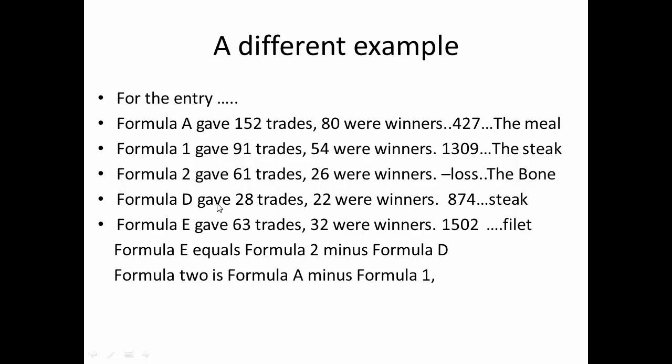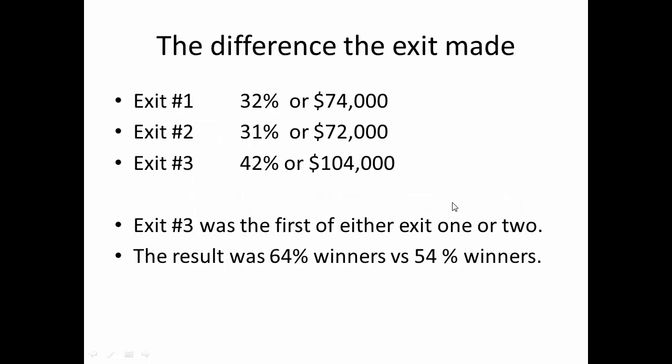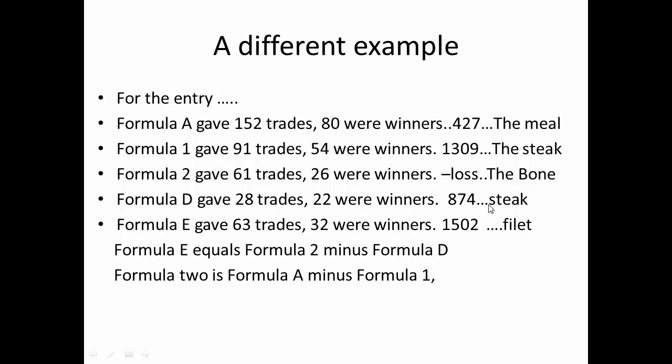So that's kind of neat, and we would know that these ones here are more likely to produce a higher number, and these are more likely to produce a winner, because notice that 22 were winners out of 28, and on this one here about half the trades were winners. So what we can do is think about how much we want to risk, and change how much we want to risk when we go for one of these 874s versus the 1502s here.